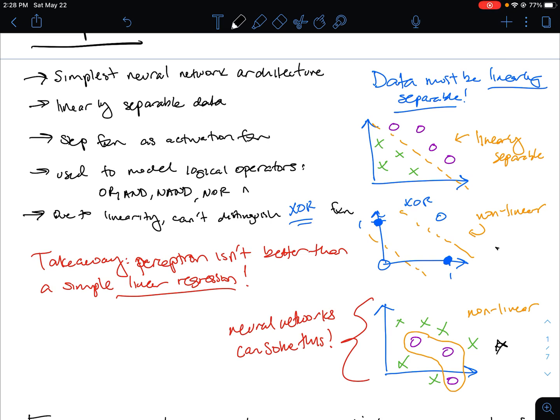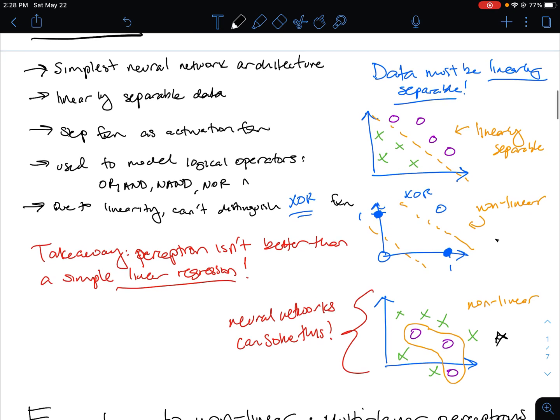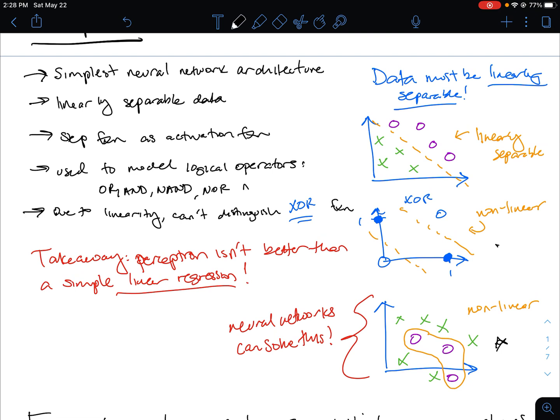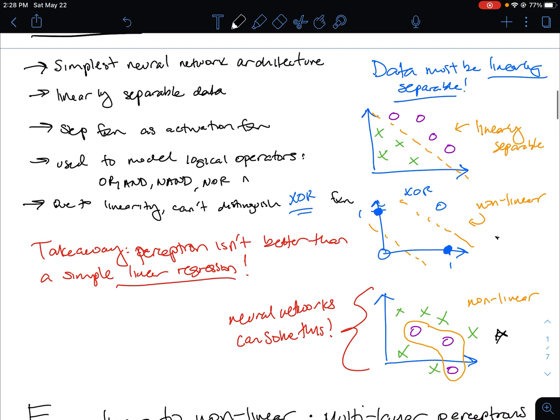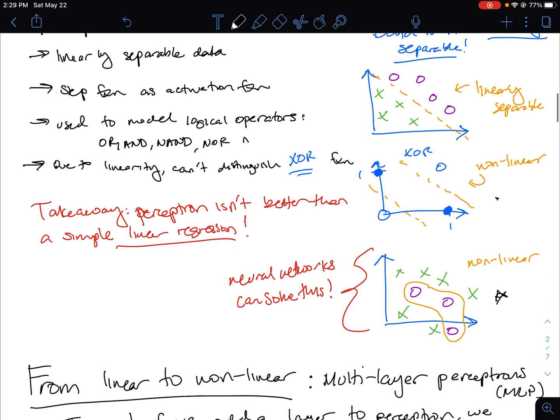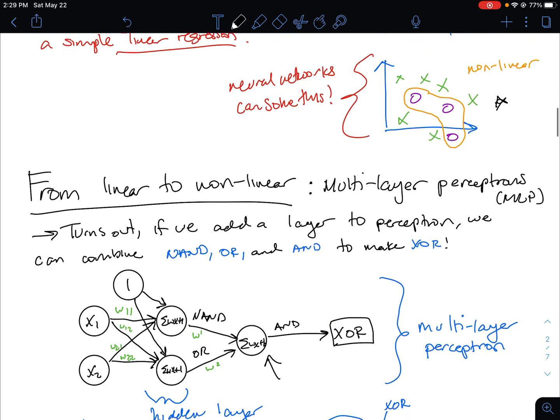So at the moment, the thing to also note is that perceptron in itself isn't any better than linear regression, and so by itself, you might as well not even waste your time and just do some linear regression or something very simple like that instead of using perceptron. But this is important to understand so that you can actually start building nonlinear models from this linear model. So we can see this nonlinear graph at the bottom right. Neural networks can solve this. So let's go from linear to nonlinear.